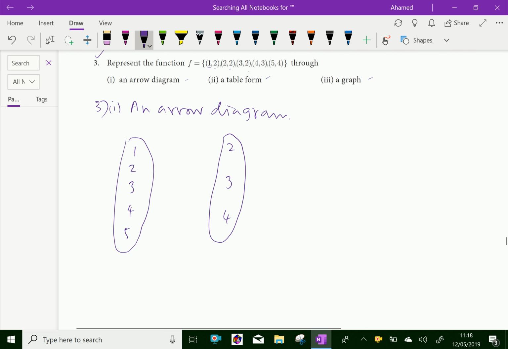Now, we'll join with arrows. Here, the ordered pairs are 1 to 2, and 2 to 2, and 3 to 2, and 4 to 3, 5 to 4.